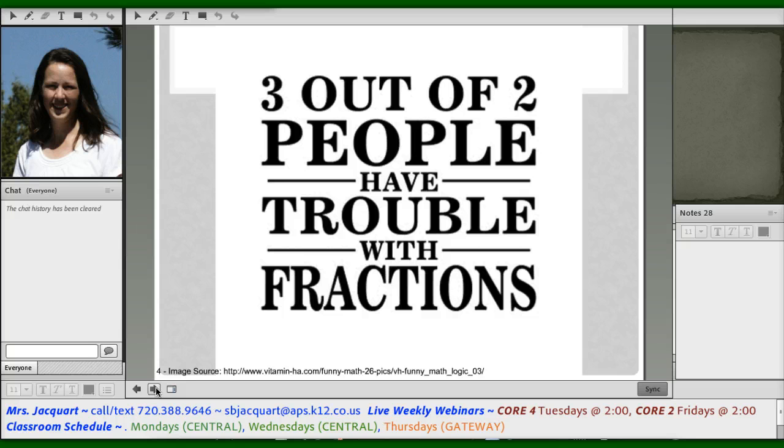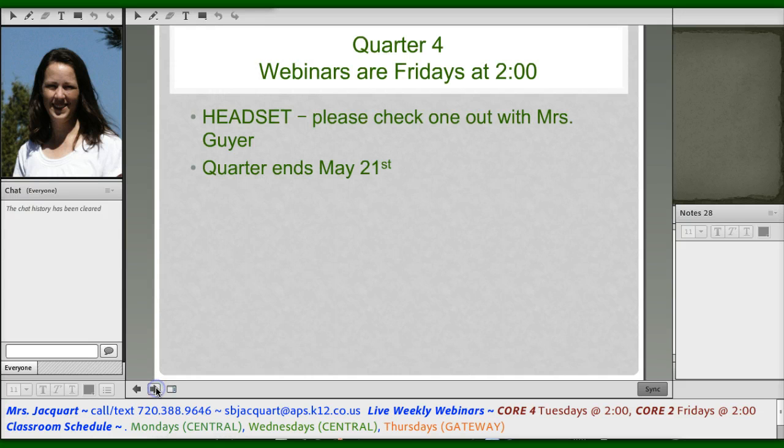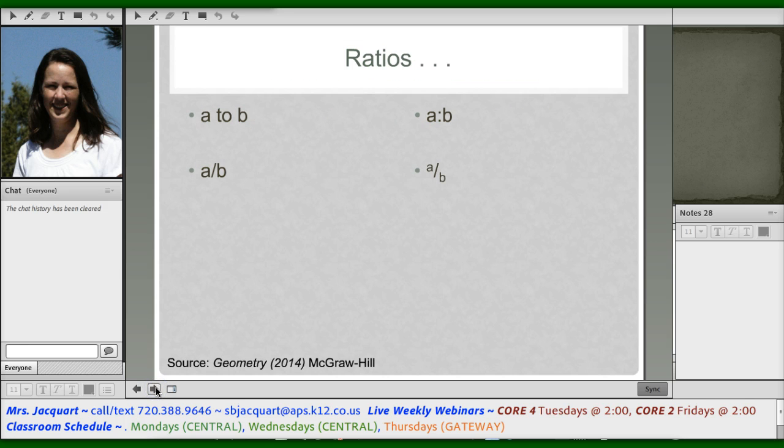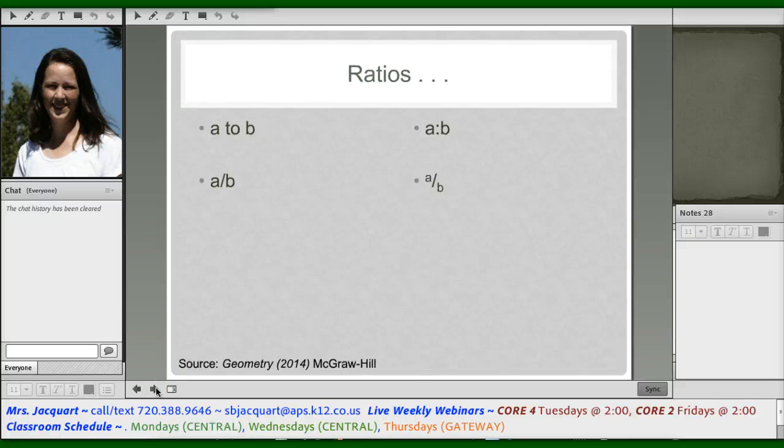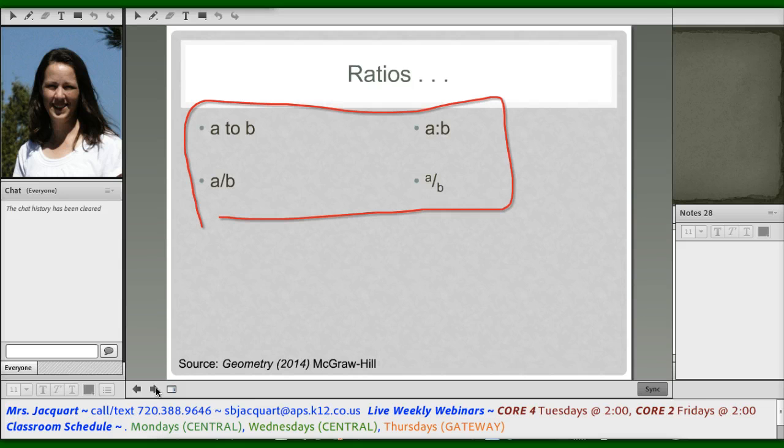Okay, here's your really cool phrase for the day. It's kind of funny that this is for my ratios one. Anyway, pause and read. Okay, so ratios can be represented in a variety of ways. So those are all the ways when you see A to B, or like 2 to 3, A divided by B, A to B. You read this the same as you read that, A to B.